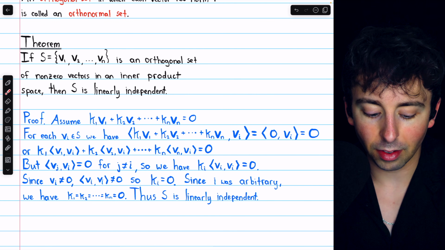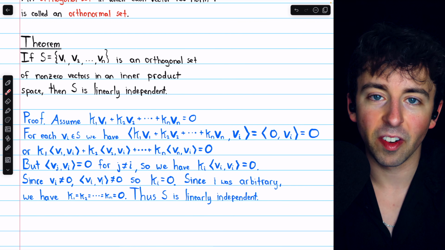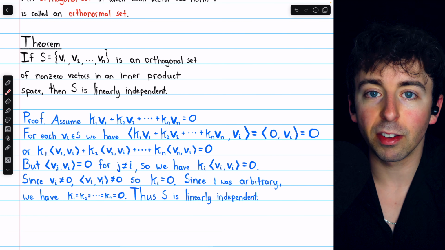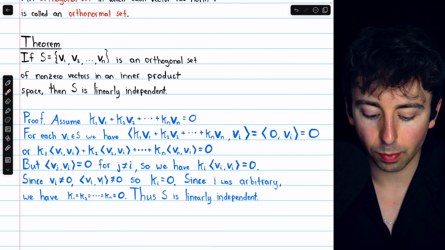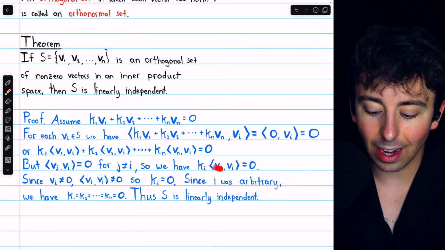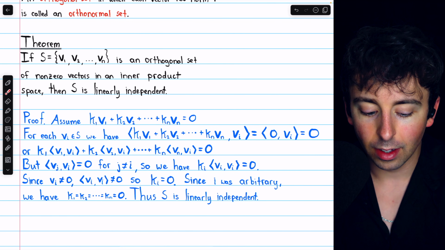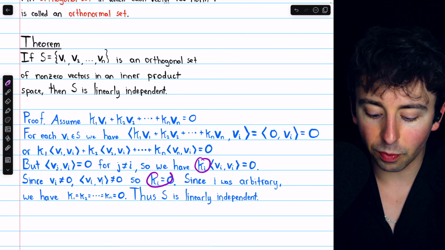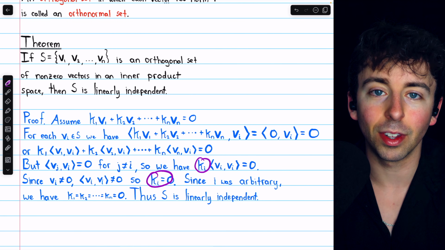We know it's not equal to 0 because Vi is not the 0 vector, and the inner product of a vector with itself is the square of its magnitude. So certainly this inner product is not equal to 0. However, we do know that Ki times this inner product is 0. So, since this inner product isn't 0, it must be that that coefficient Ki is equal to 0.